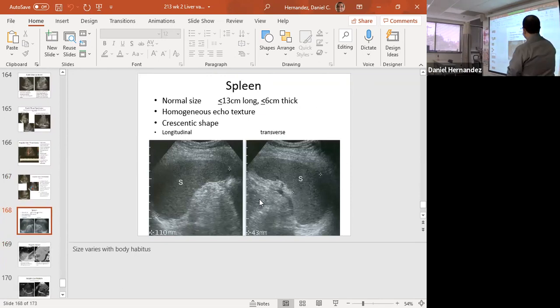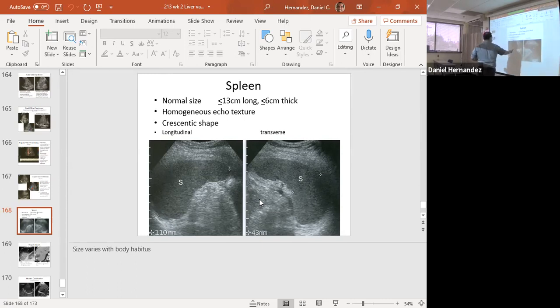Again, if this is a chronic Budd-Chiari syndrome, patients will also develop splenomegaly. So just to recap, a normal spleen size should be less than 13 centimeters long, less than 6 centimeters thick. A normal spleen should have a nice homogeneous, even echotexture. It should be crescent in shape.